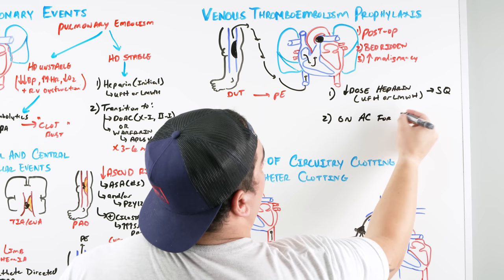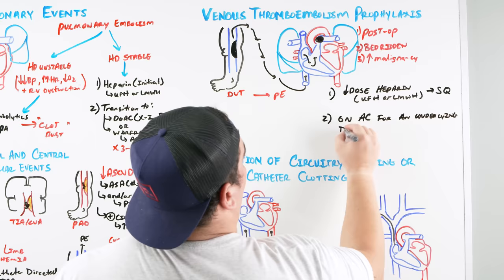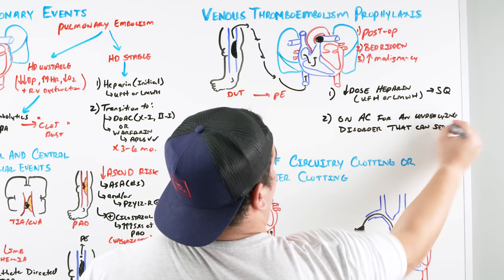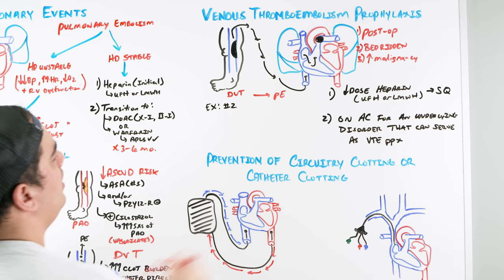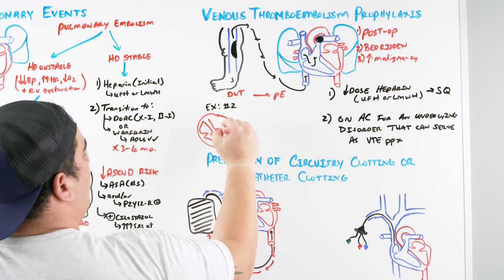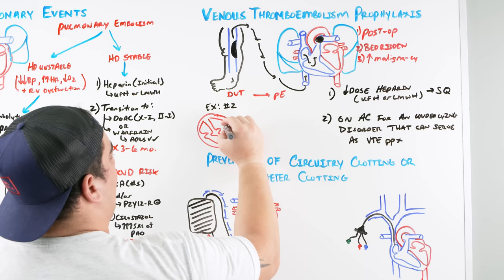Okay? Another option is if a patient is on anticoagulation for an underlying disorder, that can serve as VTE prophylaxis. So let me give you an example of number two. An example here of number two, which I think is very important, is a patient who has atrial fibrillation, okay? So the patient has atrial fibrillation and they're at risk of left atrial thrombus.